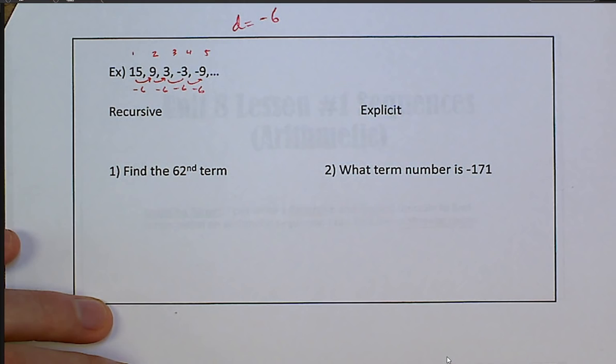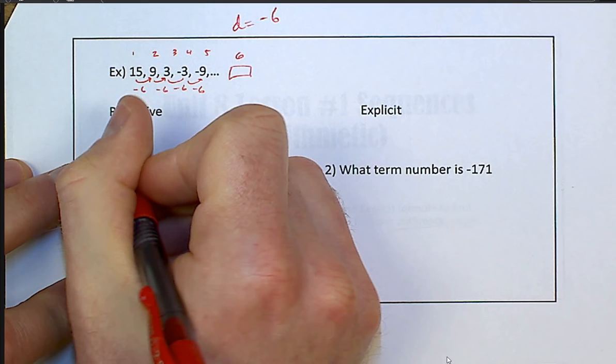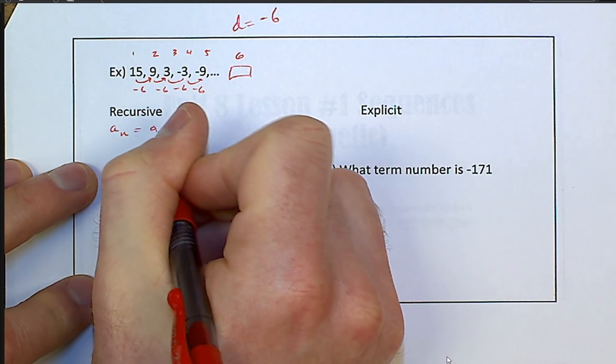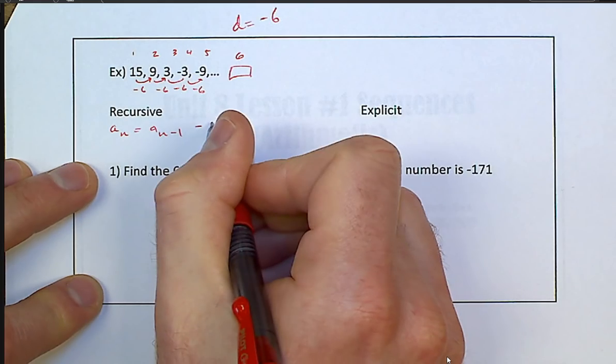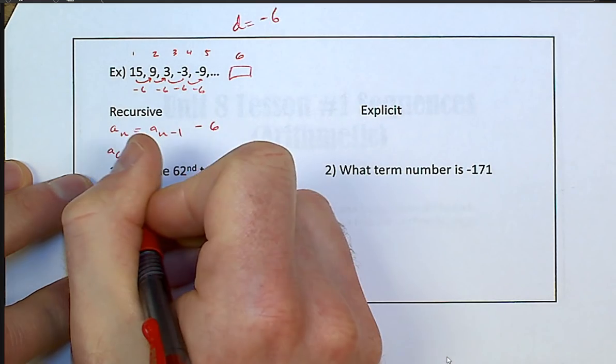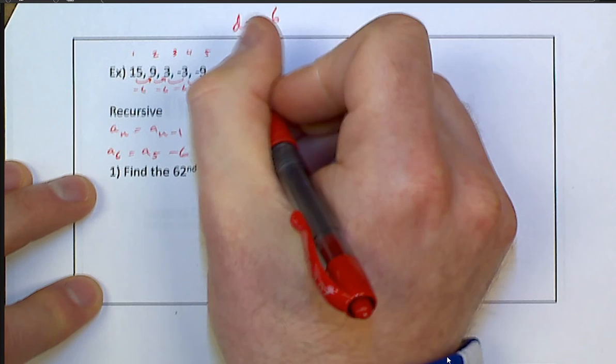So what's the recursive formula? If I asked you to find the 6th term, what would it be? You'd go a sub n equals a sub n minus 1. You take the previous term, and then you add or subtract whatever it is. We're subtracting 6. So if I wanted to find the 6th term, it'd be the 5th term minus 6, which makes sense, which would give you negative 15.